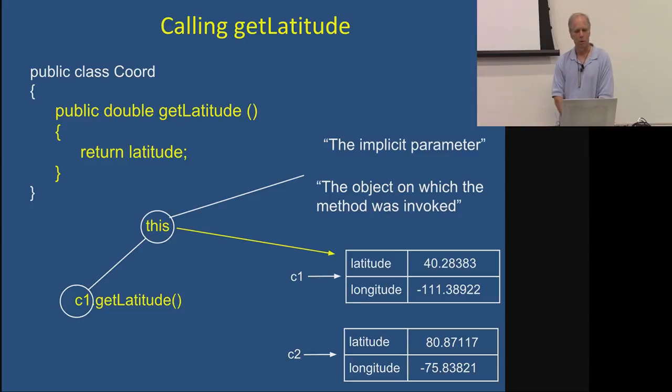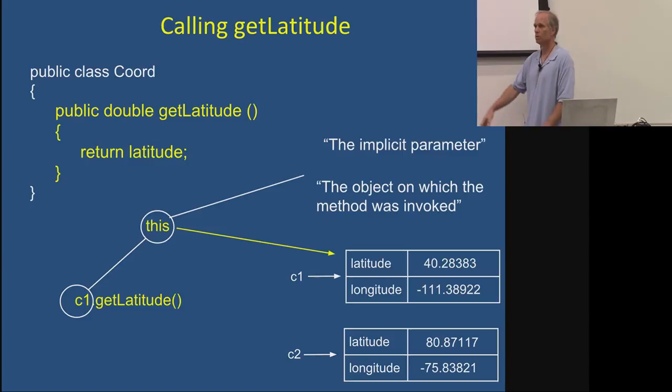Now, there will be a question on the final. The question will be of the form, what is this? The answer is the object on which the method was invoked. This is the object on which the method was invoked. That should be your mantra. It answers a lot of questions.